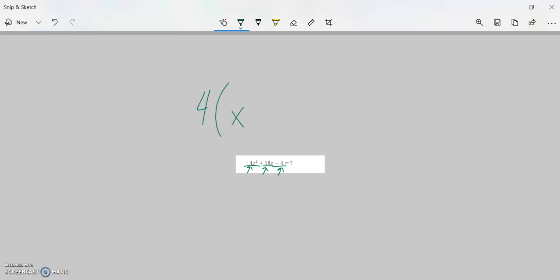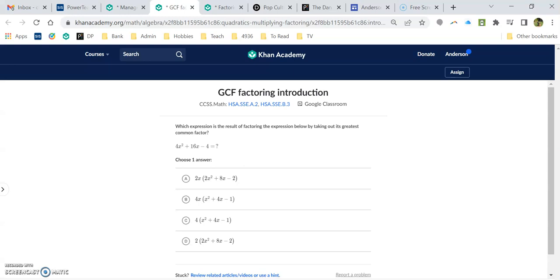4 times x squared is equal to 4x squared. And then 4 times 4x is equal to 16x. And finally, 4 times negative 1 gives us negative 4. So x squared plus 4x minus 1, which is going to be C.